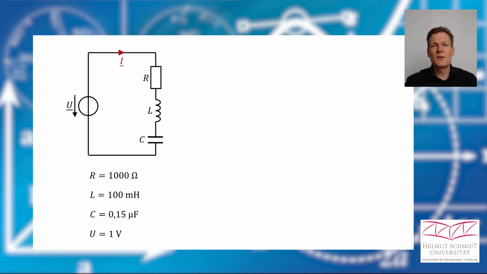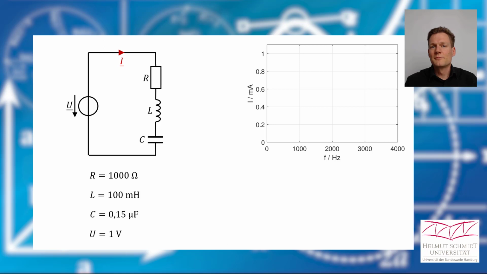I prepared a small simulation, and therefore I have values for our elements, and the absolute value of the voltage is 1 volt. And now I will draw the absolute value of the current independently of the frequency. And have a look, it looks like this here.